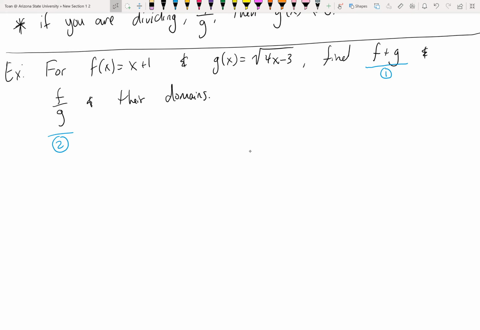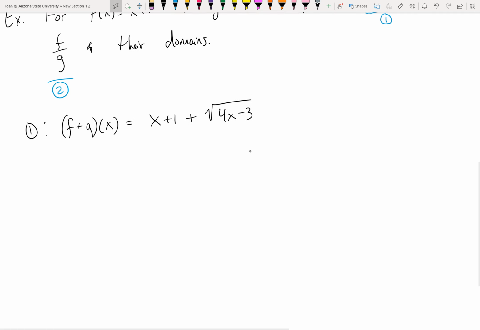So let's go ahead and do that. Question number 1 is very easy. What's f plus g? Well, you just literally take the f function and add it to the g function. So f plus g of x is the f function, x plus 1, plus the g function, square root of 4x minus 3. Do you have any like terms? No? Guess what? There's your sum. You are done. All we have to do now is find the domains.